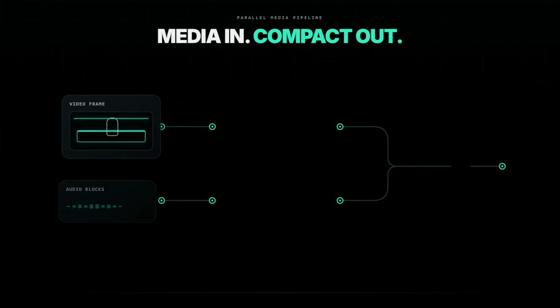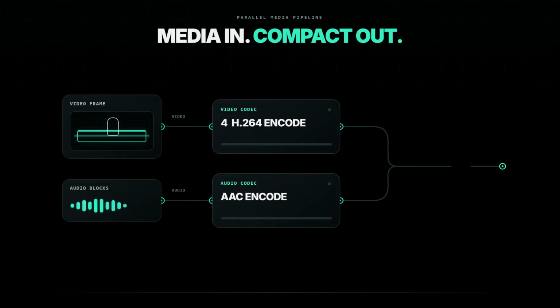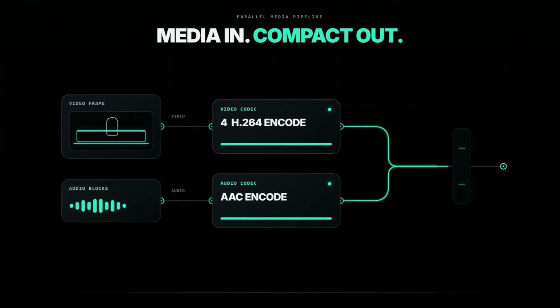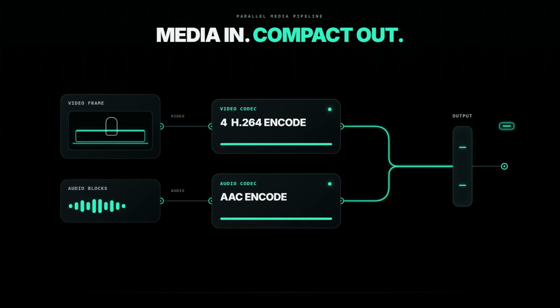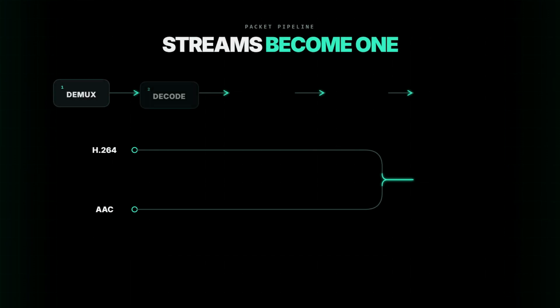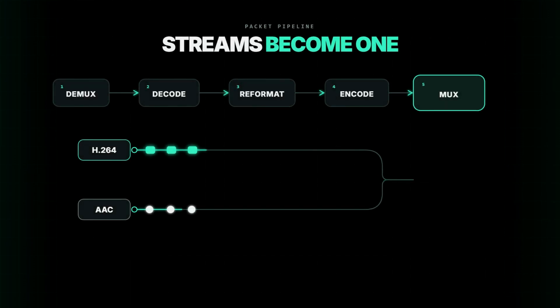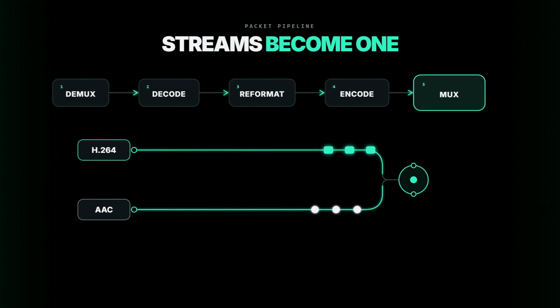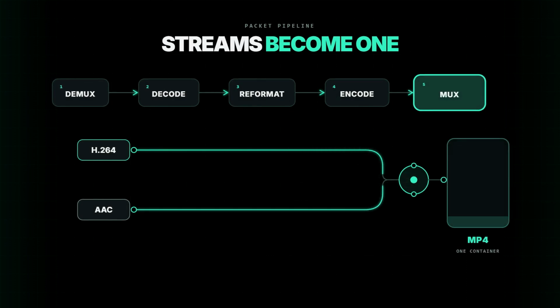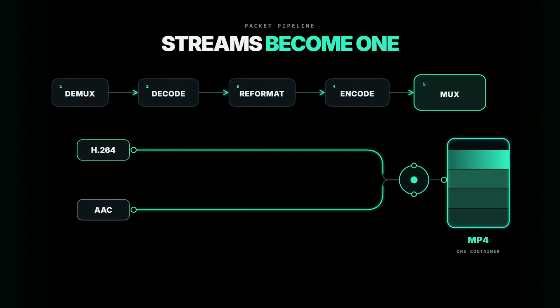Then, the frame is encoded toward H.264, while audio can be encoded as AAC. Each completed unit keeps moving. The pipeline does not await the final frame. Finally, encoded video and audio are muxed into the output. Demux, decode, reformat, encode, and mux now operate as a connected streaming chain.